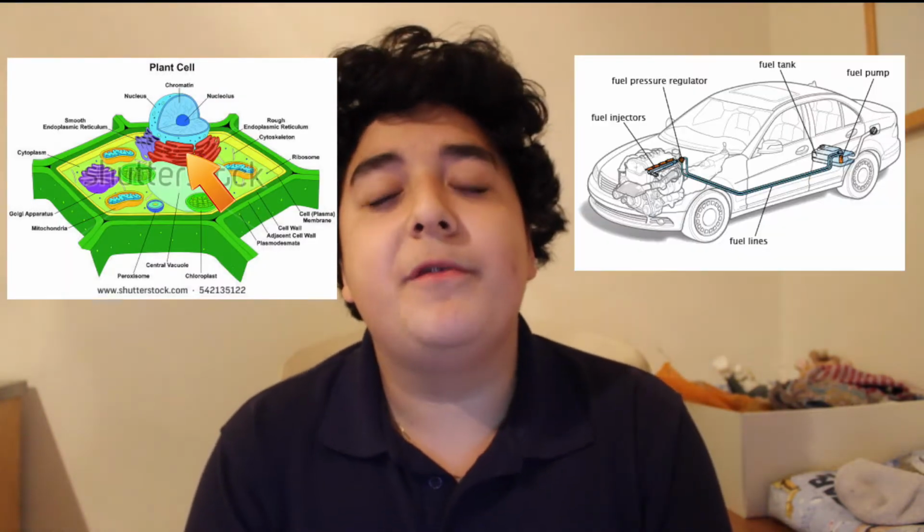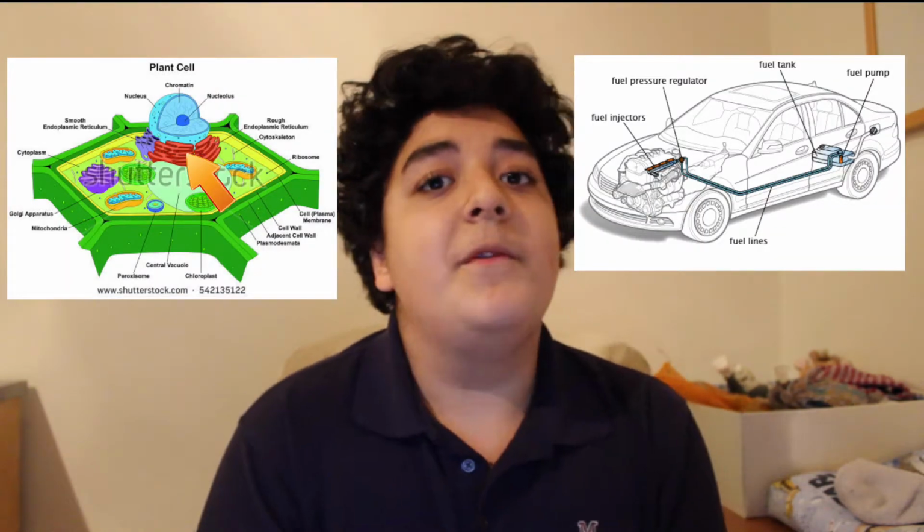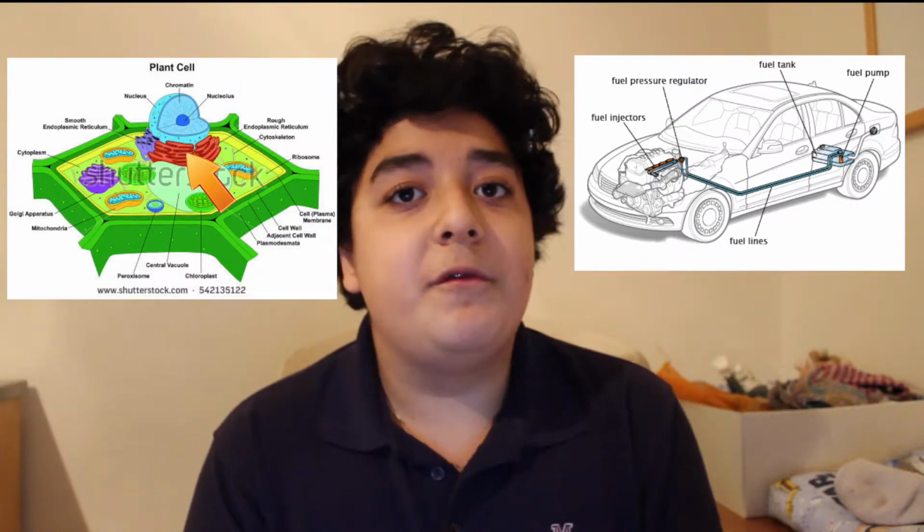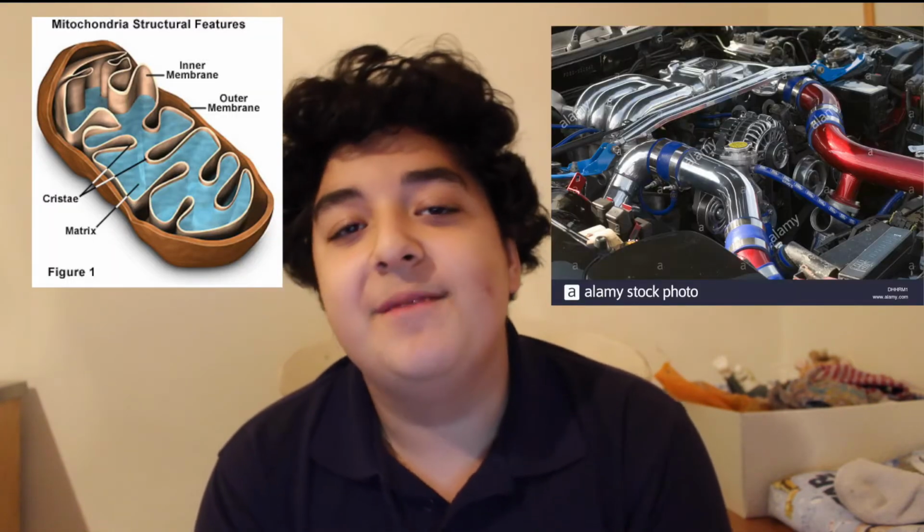The endoplasmic reticulum would be the fuel lines, because the fuel lines move fuel or gasoline through the vehicle, and the endoplasmic reticulum brings nutrients throughout the vehicle when it's needed. The mitochondrion would obviously be the engine, because the engine supplies the power to the car to make it go, and everybody knows that the mitochondria is the powerhouse of the cell.